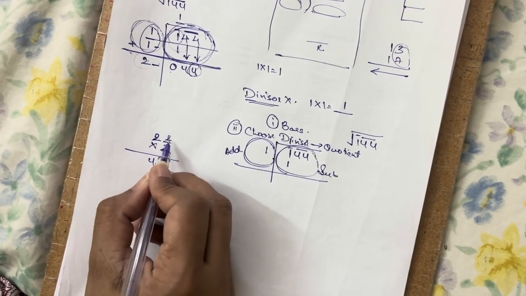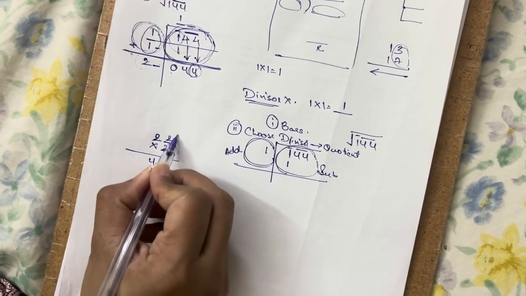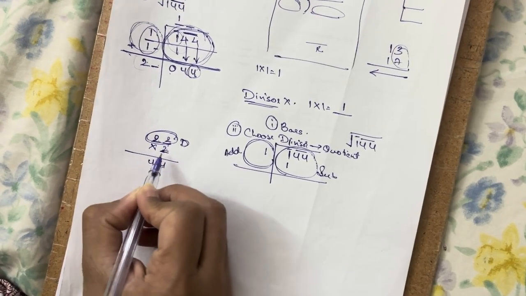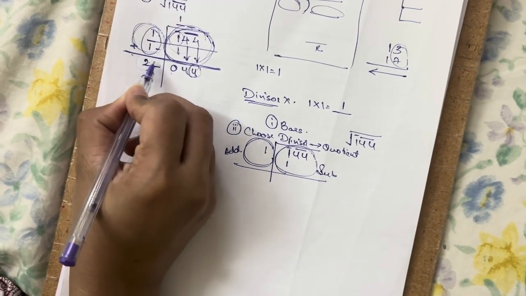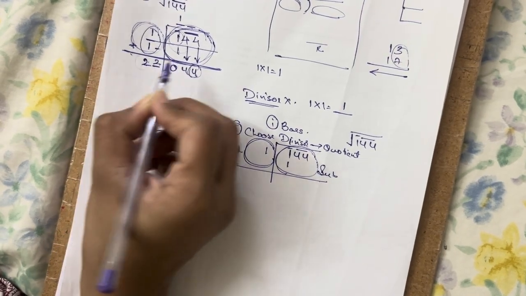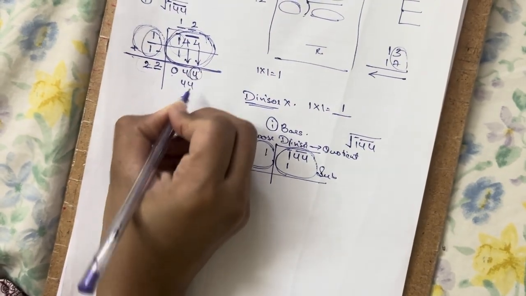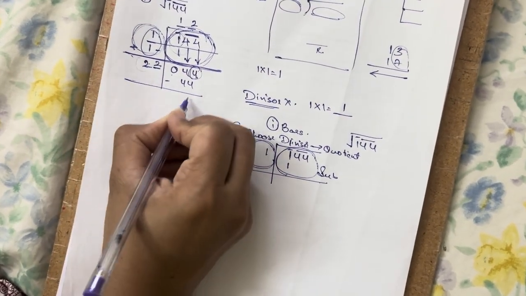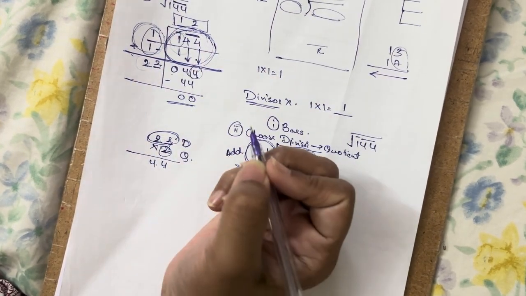So here, this becomes my new divisor and this becomes my quotient. So 22, the 20 is here already, 22 will go and the quotient will go here. So we get a 44. When I do the subtraction inside, this becomes a 0, and this is the answer.